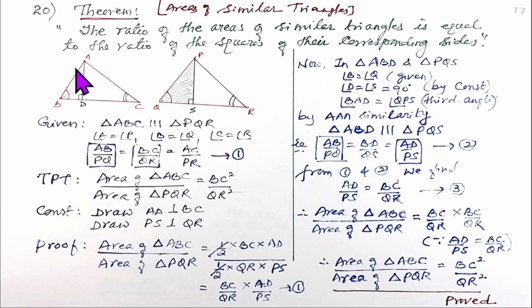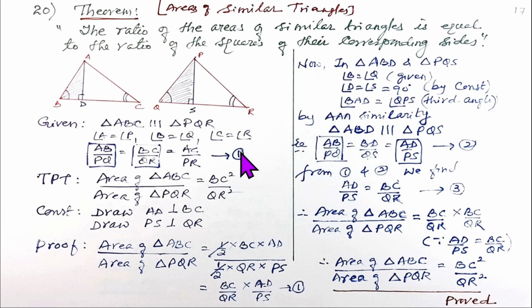Now we have two triangles here, triangle ABD and triangle PQS. If you observe these two triangles, angle B and angle Q are equal because they are corresponding angles, since the two triangles are similar. Angle D is equal to angle S is equal to 90 degrees by construction, and the third angles, angle BAD and angle QPS, are also equal. Therefore by AAA similarity, triangle ABD and triangle PQS are similar. If the two triangles are similar, then their corresponding sides are proportional. Therefore AB upon PQ is equal to BD upon QS is equal to AD upon PS.